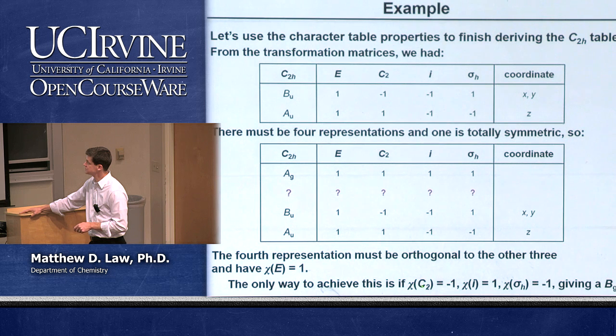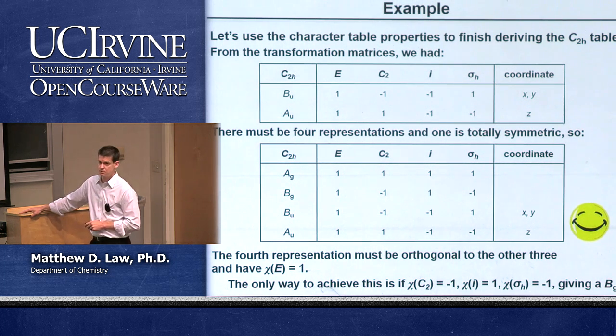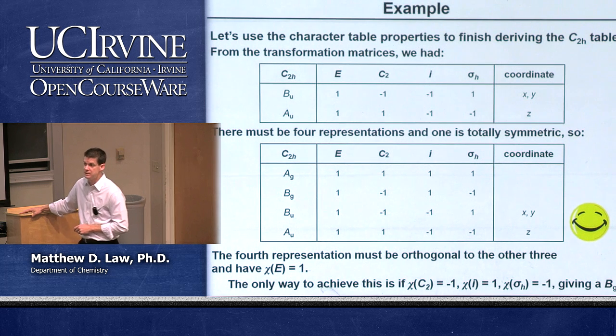We have a character under C2 of negative 1, a character under I of positive 1, a character under the reflection operation of negative 1. And that's going to give us a Bg irreducible representation that is totally orthogonal to all the other 3 in the character table. How do we know it's Bg? It's negative 1 under C2, and it's symmetric with respect to inversion. So that means B and g.